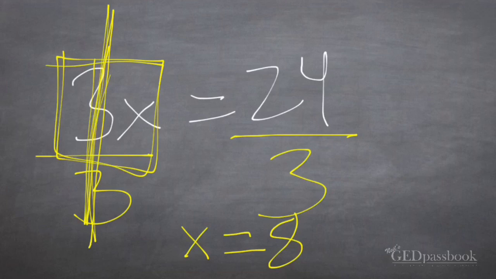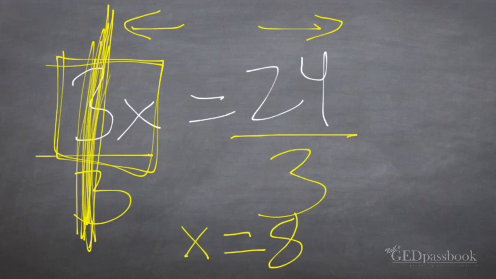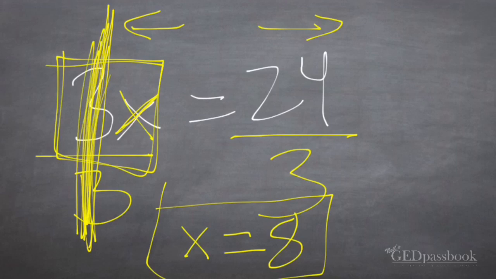The end goal is to have all things on one side and all other things on the other side, right? So all I was trying to do here was eliminate this 3 so that x was by itself, so it would look like this. Pretty cool, huh? Pretty cool.